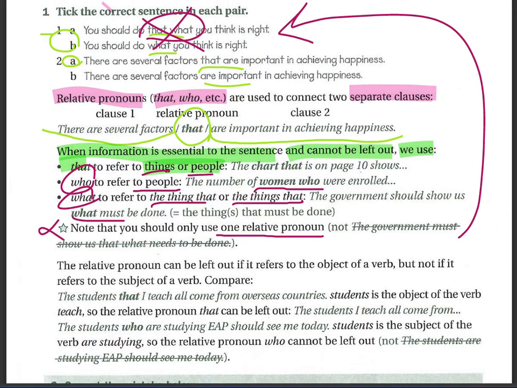Very well. So here, relative pronouns can be left out if they refer to the object of a verb. So, relative pronouns can be the subject or the object. If they are the subject, of course, you cannot omit them, but when it's the object of your sentence, you can remove it. Okay, so let's read the sentence again. The relative pronoun can be left out if it refers to the object of the verb, but not if it refers to the subject of the verb.